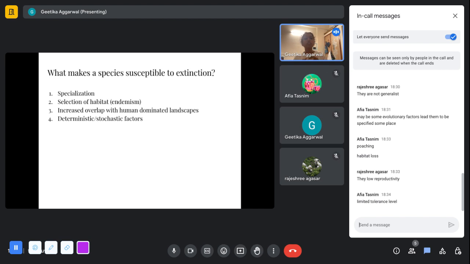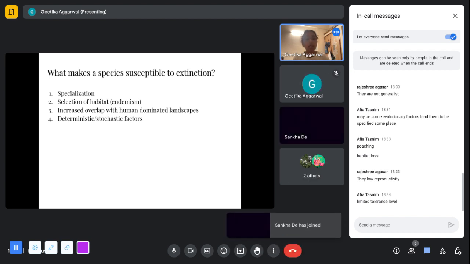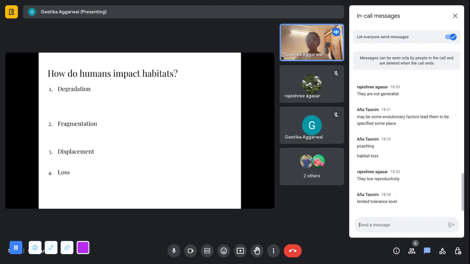So if humans' interests are overlapping with where the organism is found, most probably it is going to be susceptible to extinction. And then there are these stochastic and deterministic factors that we discussed already. Okay, so moving on, how do humans impact habitats?